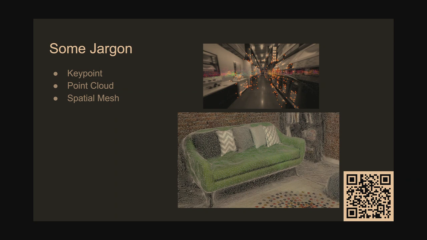Point cloud simply refers to the input data that comes through the infrared cameras of higher-end devices. And then a spatial mesh is something that I mentioned earlier, which is basically this overlay of the real world and how the computer represents this real world in the virtual space.